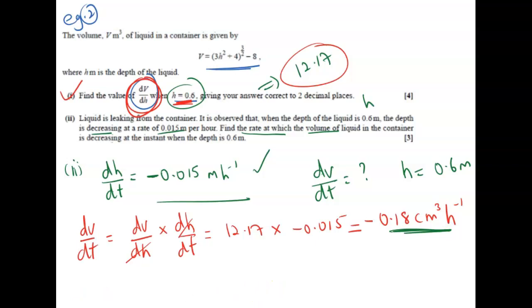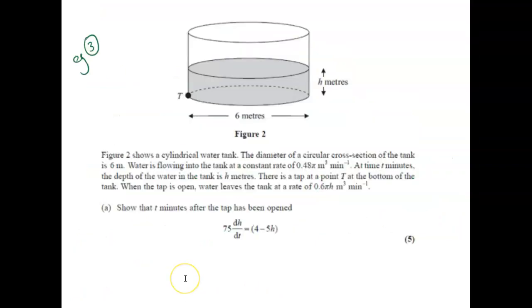Now let me move on to my third and final example. This diagram shows us a cylindrical water tank. It has a diameter of 6 meters, and water is flowing into the tank at this rate, and they also said that water is leaving at this rate. So what's happening here? We have two things happening: water is coming in and water is also coming out.